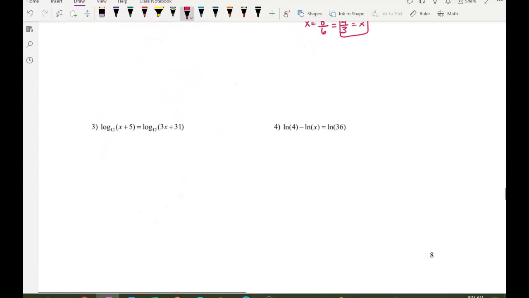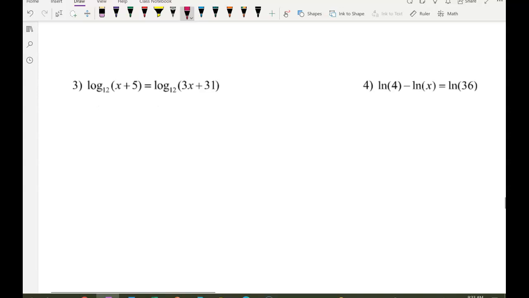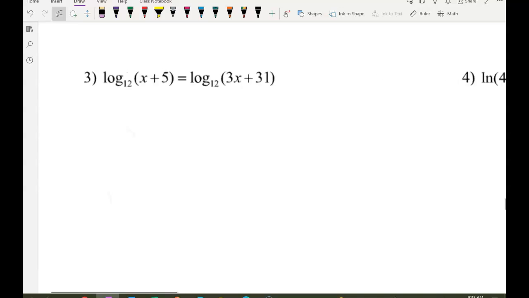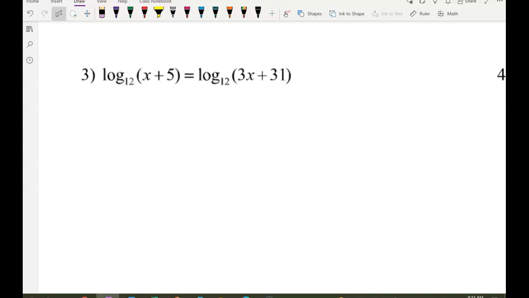Okay. Number 3, let's go. Check it out. Do we have the same common base log on each side? So can I drop it? Yep, let's drop it. What do we have if we drop the log base 12? x plus 5 equals 3x plus 31.